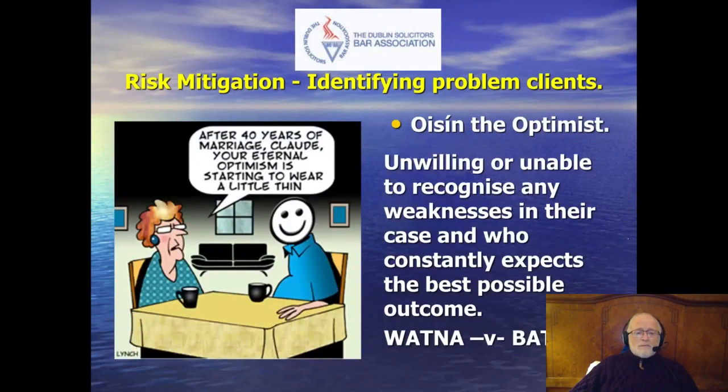Oisin the optimist, a person who's unwilling to recognise any weaknesses in their own case and who constantly expects the best possible outcome. Again, on the mediation front, mediators will talk about the WATNA and the BATNA. The WATNA is the worst alternative to a negotiated agreement, and the BATNA is the best alternative to a negotiated agreement. The Oisins of this world are constantly looking at the optimism. Always look on the bright side of life, etc.